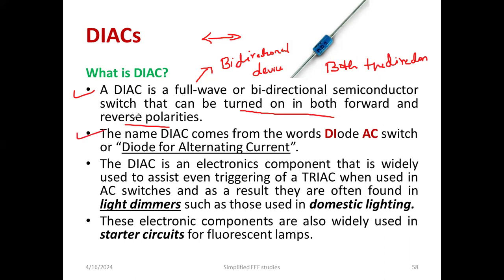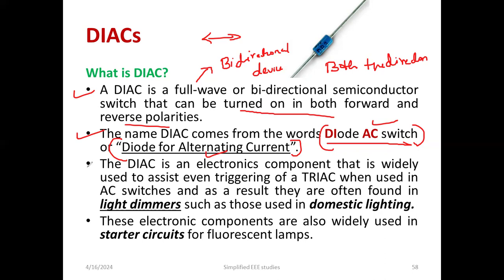Now let us see where the name DIAC is derived from. Basically, DIAC is derived from the words diode AC switch, or you can write it as diode for alternating current. Both are the same. From this, you get the short name DIAC.